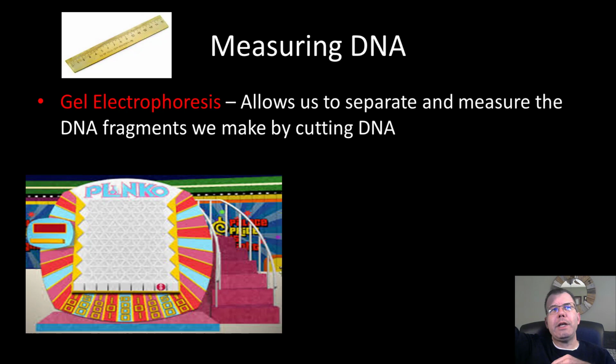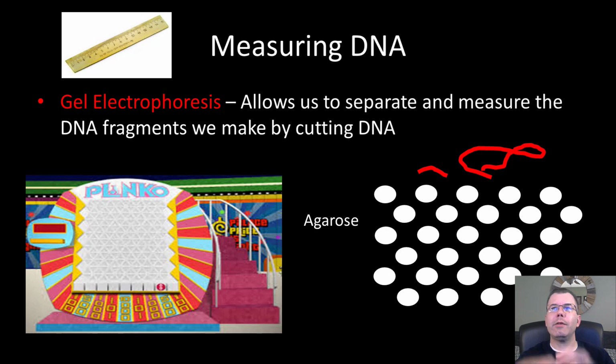So you put your DNA at the top where that Plinko board is, and then you let it run down that gel in order to get to the bottom. Now, what happens is that we work on it based on size, because little pieces can move through those pegs very quickly and large pieces get caught. And that's the whole idea behind that. Now, we don't win big money if we run our DNA down a gel like you would on Plinko, but it works pretty much the same way.